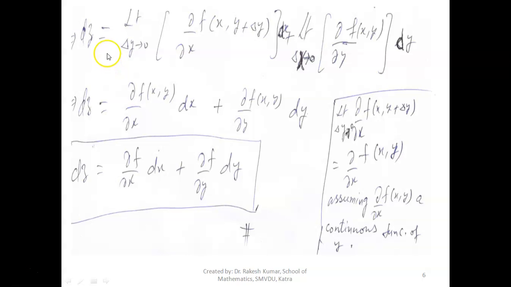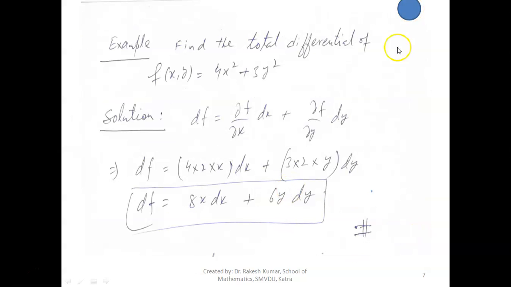Okay, the next step, dz is equal to limit delta y tending to 0 of what I just told, this into dx plus limit delta y tends to 0 of this into dy. So dz is equal to del del x of f(x,y) dx plus del del y of f(x,y) dy. Okay, so this limit is equal to this one if f(x,y) is a continuous function of y.